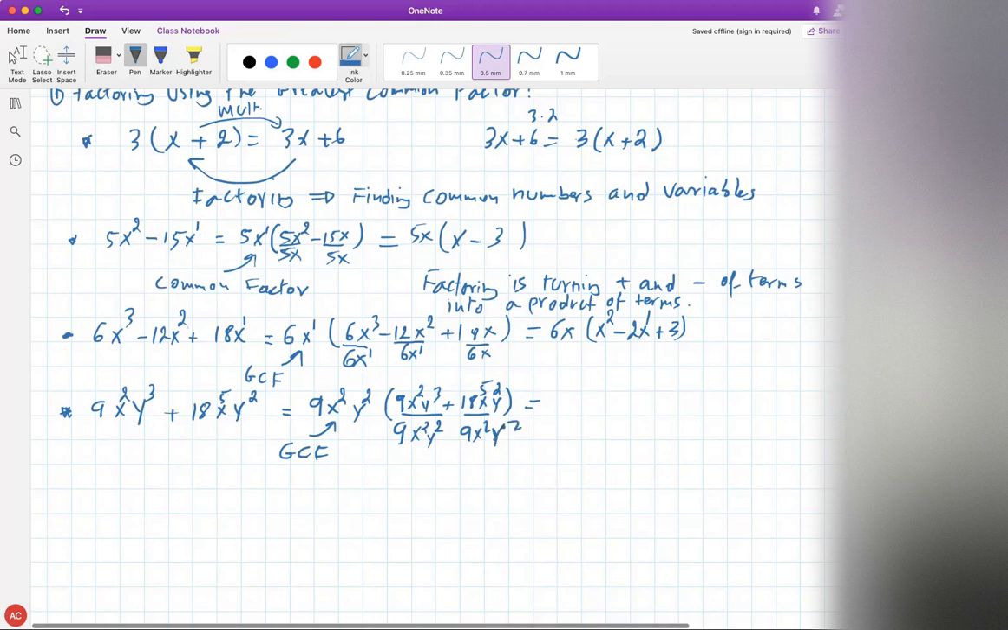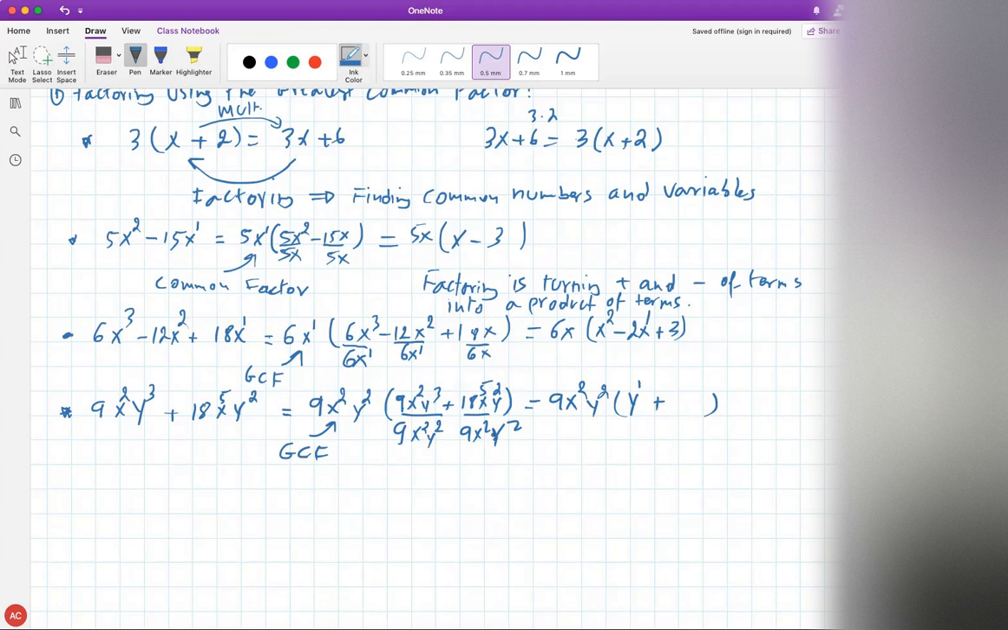And simplify. We learned how to simplify this before. So the GCF stays there. Okay, don't forget about the GCF. It stays there. So it's going to be y plus 2. So 9 and 9 cancel out, x2 and x2 cancel out, and y3 over y2 will be just y, or y1, same thing, plus.